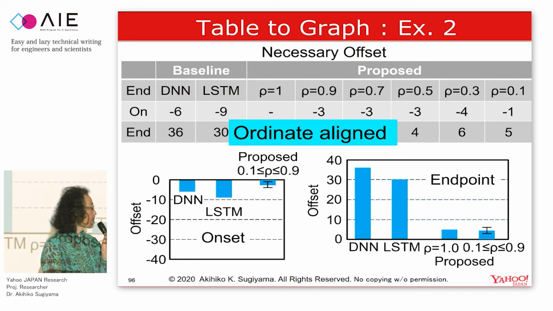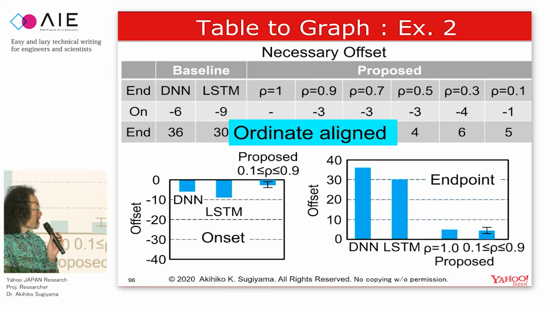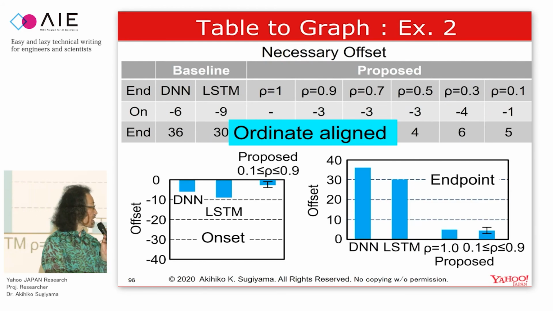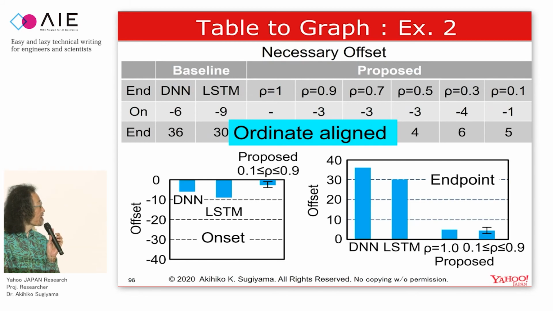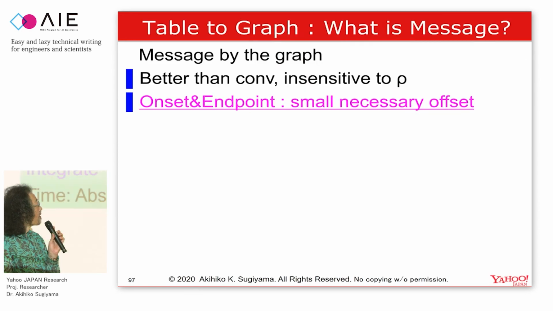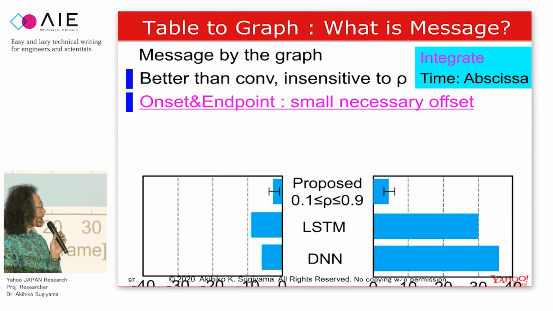And the methods are common. This is DNN, here is DNN. This is LSTM, here is the LSTM. And this is proposed, and these are proposed, okay? So you may want to combine these. It's possible, like this.